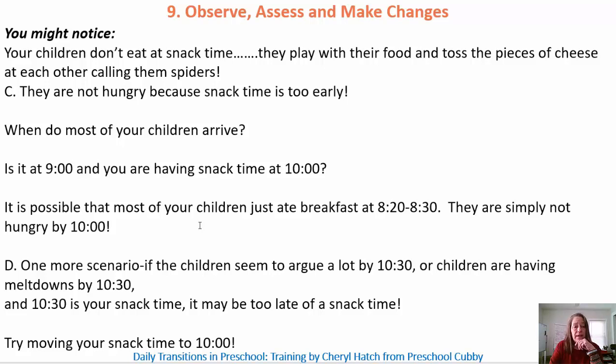Another thing that may be happening is they're just not hungry because snack time is too early. So look at the times that most of your children come in. In a half-day program, maybe it's 9 o'clock. All your children come at 9 o'clock, and you're having snack at 10. Well, it is quite possible that your children just ate breakfast at 8:20, 8:30, right before they got to school. They're not hungry at 10 o'clock.